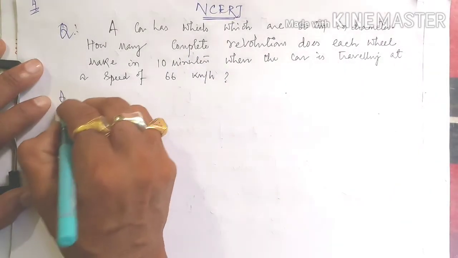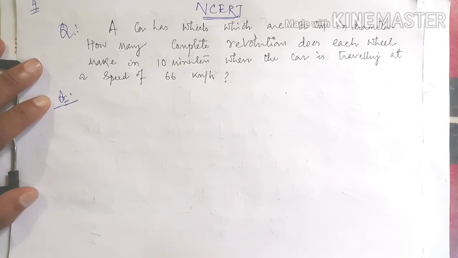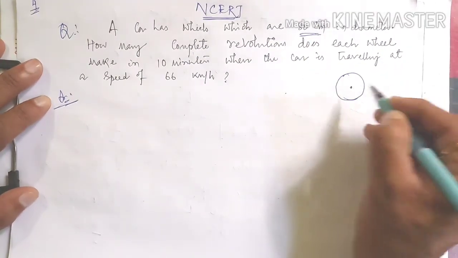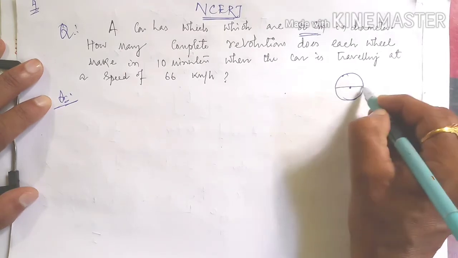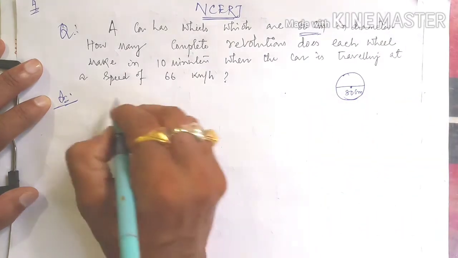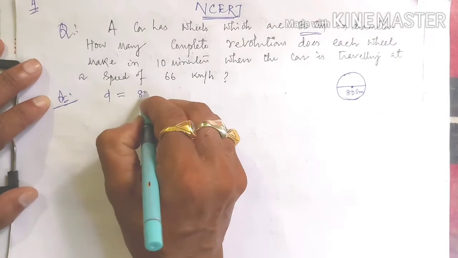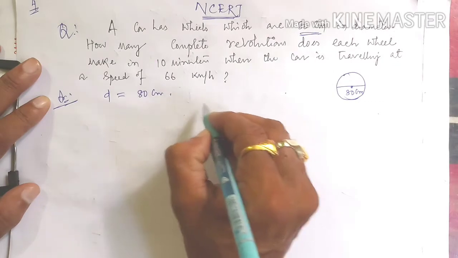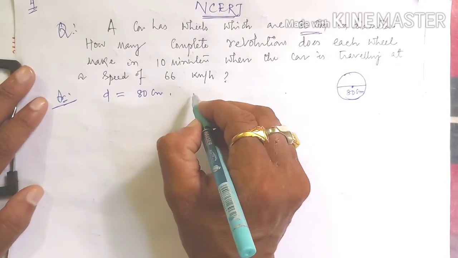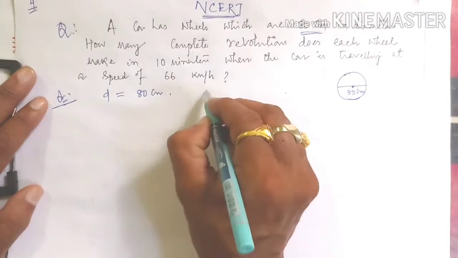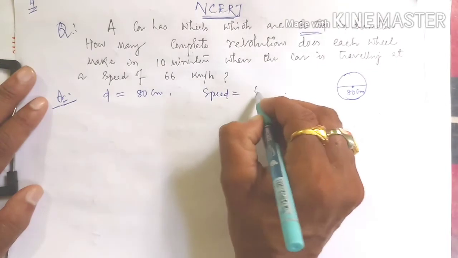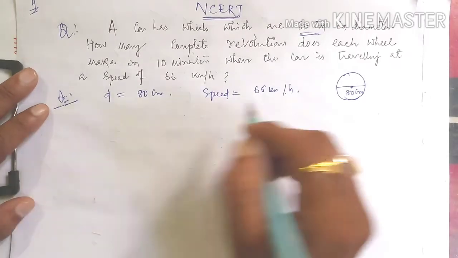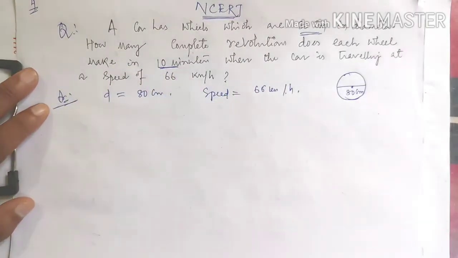Here the data is what? A car wheel which is 80 centimeter in diameter. See here, suppose this is a car wheel and the diameter is 80 centimeter. We can write D equal to 80 centimeter. Now, speed is given as 66 kilometer per hour. We have to calculate how many complete revolutions.